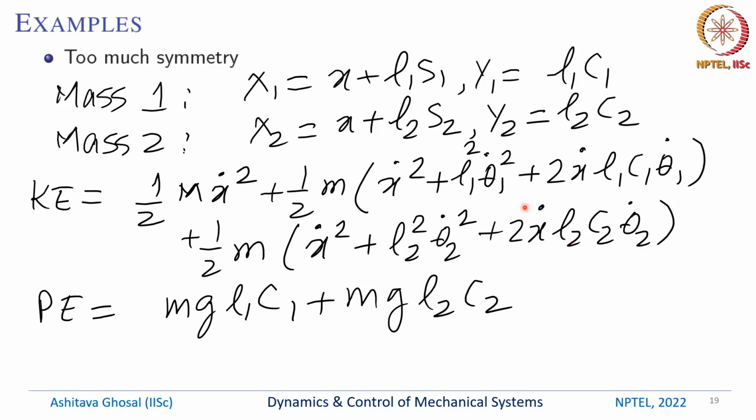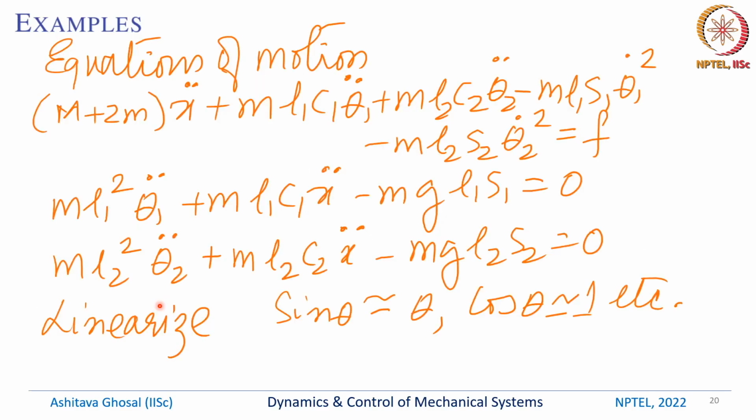Again, we have seen this kind of derivation earlier, even in the last example, and similar derivations when we did the dynamics for a single pendulum. The potential energy of the system is mg L1 C1 for the first mass, and mg L2 C2 for the second mass. So we have the kinetic energy and the potential energy. Again, we can use the Lagrangian formulation and derive the equations of motion. There will be three of them, because there is one cart and two pendulums.